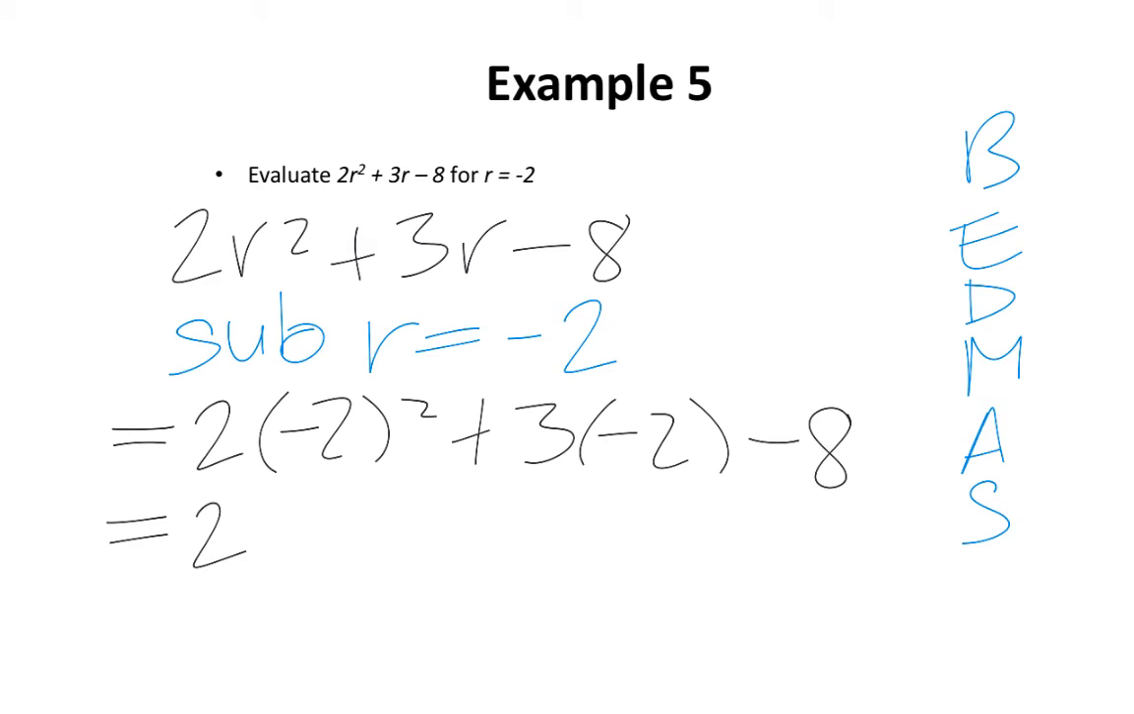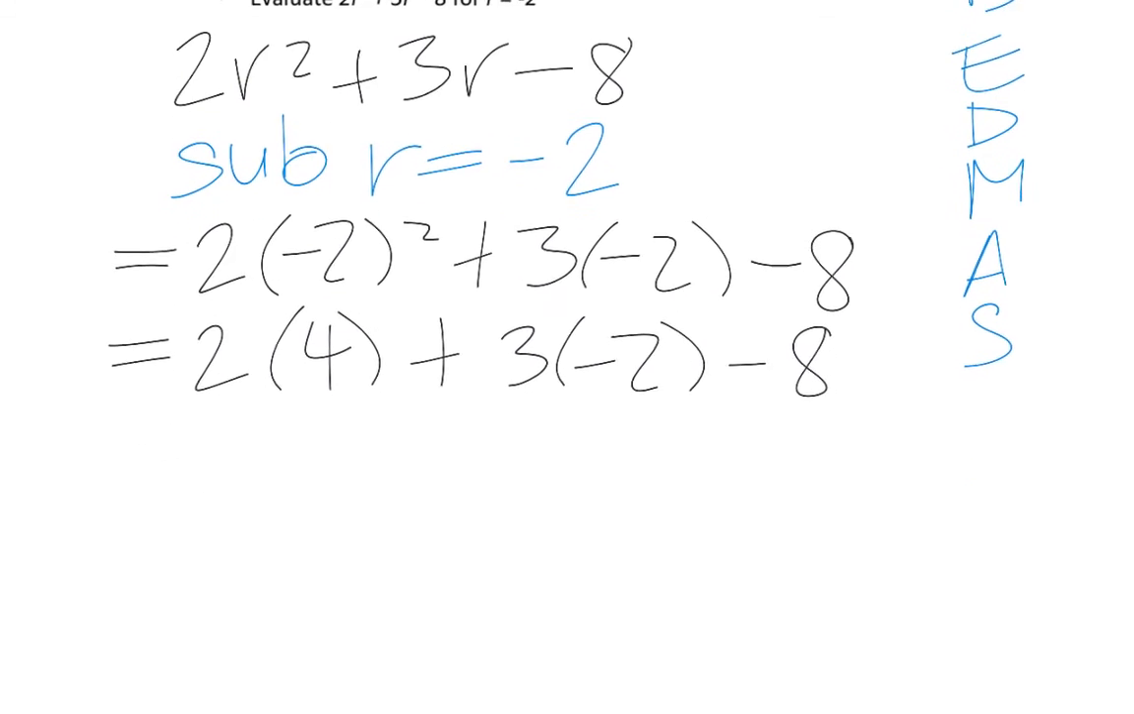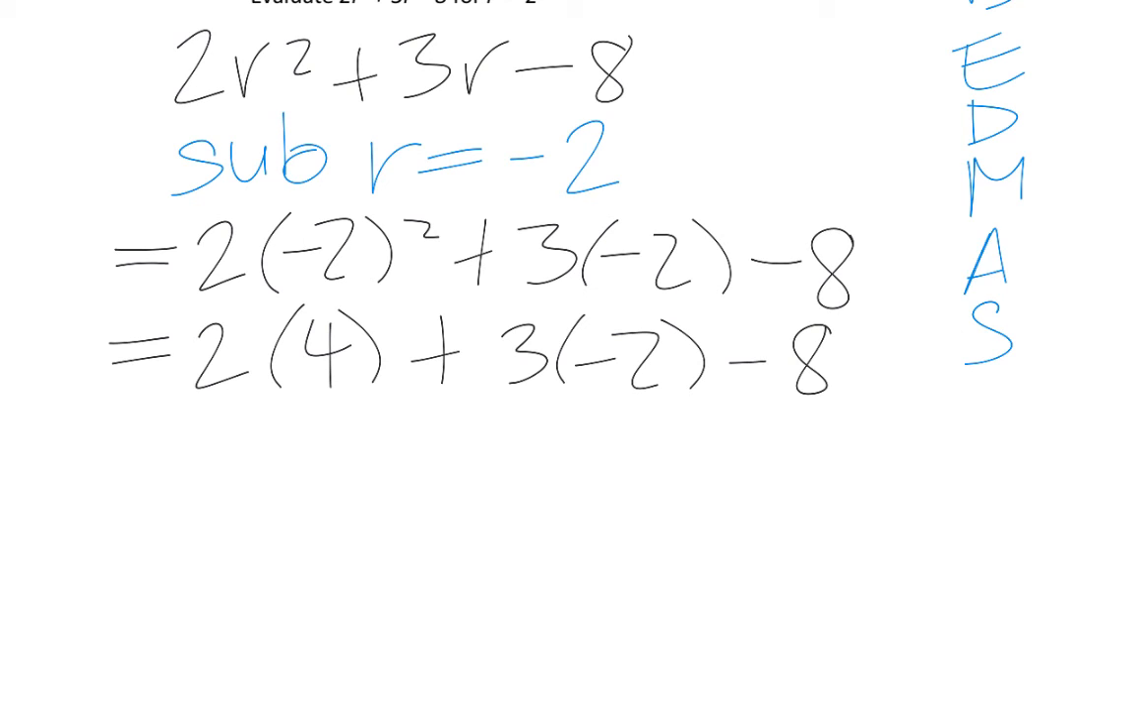So negative 2 to the power of 2 is positive 4. And next, we are going to be doing some multiplication. 2 times 4 is 8. Positive 3 times negative 2 is negative 6. And the negative 8 stays exactly the same. Therefore, 8 subtract 6 subtract 8 is negative 6.